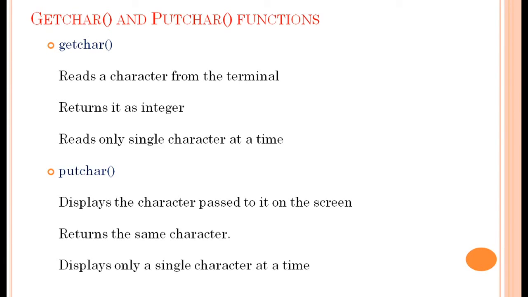Next one is the put character function, which displays the character passed to it on the screen and returns the same character. This function too displays only a single character at a time. In case you want to display more than one character, use the put character method in a loop. We will see programs on get character and put character, so it will be clear there also.